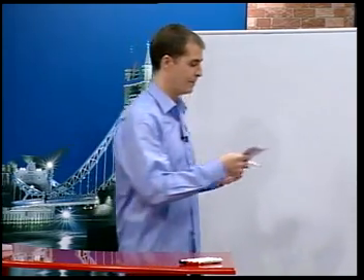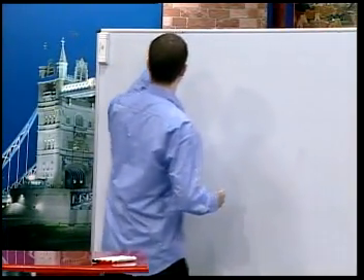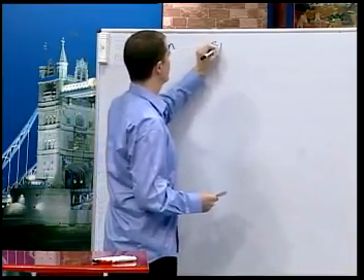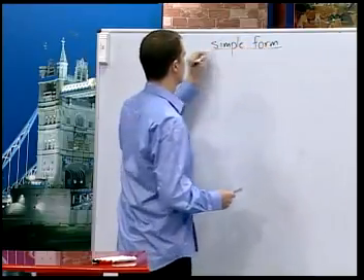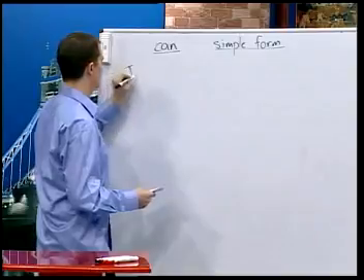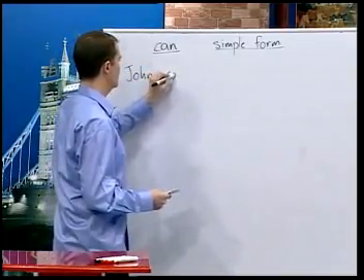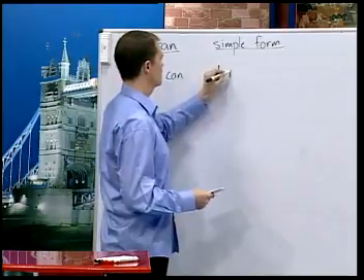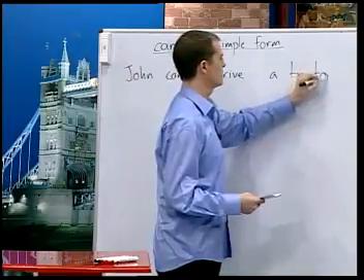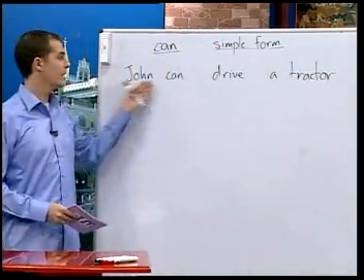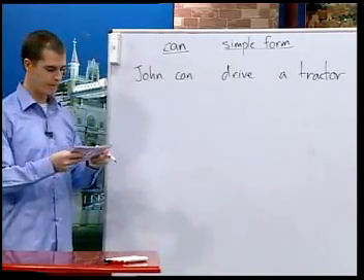Can expresses ability. You are able to do something because of a special skill. The simple form of the verb follows can. We have can, and then we have simple form. So it works like this. John can, simple form, drive a tractor. John can drive a tractor.